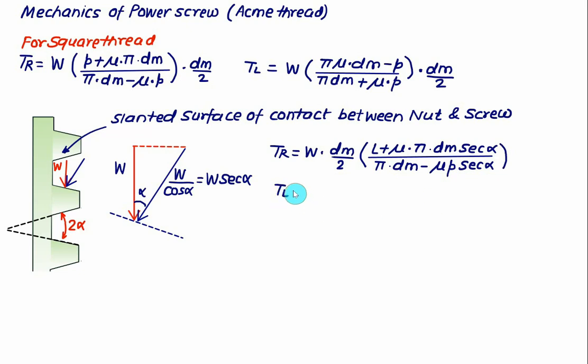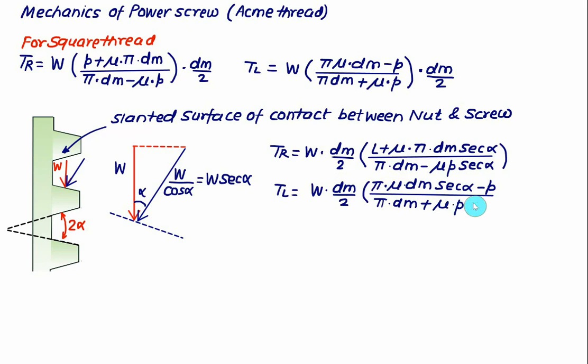Similarly, the torque required to lower the load is equal to W into dm divided by 2, into pi into mu into dm into sec alpha minus pitch, divided by pi into dm plus mu into pitch into sec alpha.